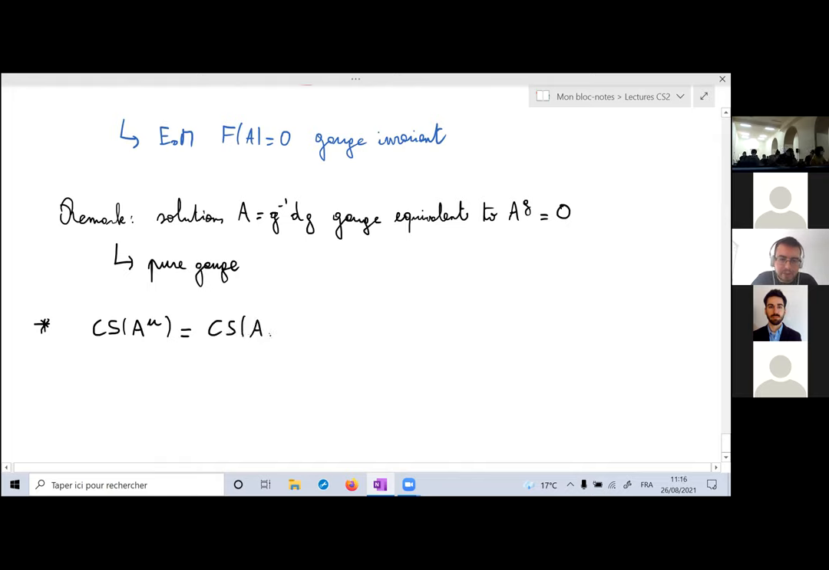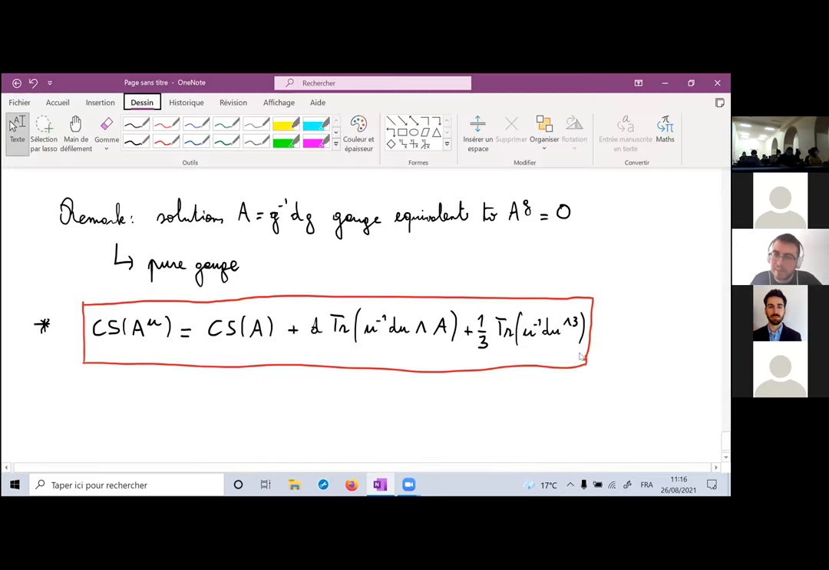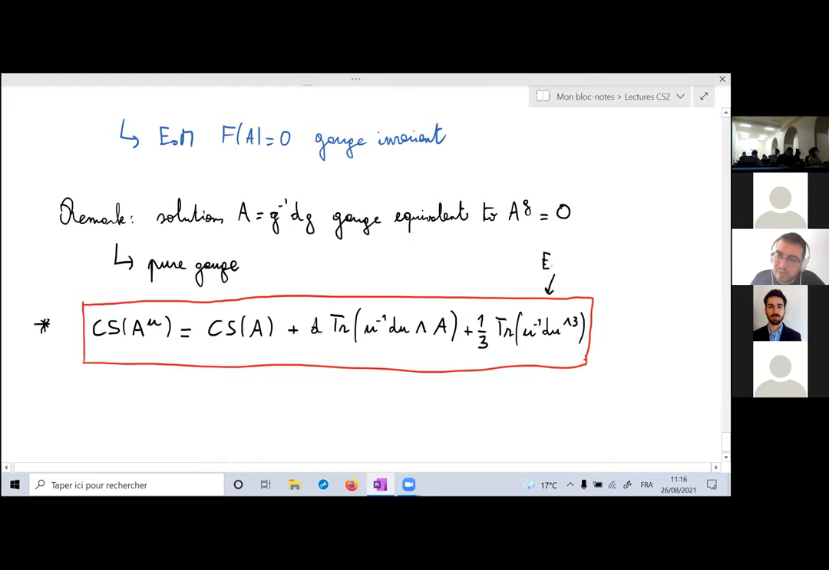And what we find, after a few computations, is the Chern-Simons form of A plus a total derivative term, which is the derivative of trace of U inverse dU wedge A. And then there's a term which is 1/3 trace of U inverse dU cubed. This will also be useful for us later, so let me again box it. It's a rather direct exercise to check. Actually, it's once again an exercise in the lecture notes, I think exercise 4. You can do it by brute force using differential forms, or once again in components.